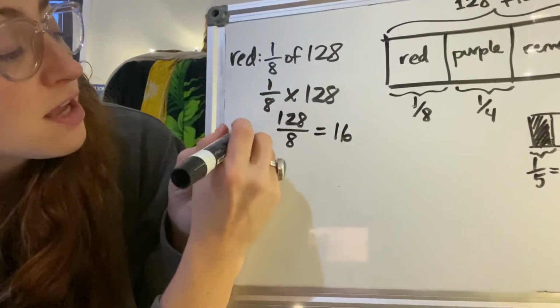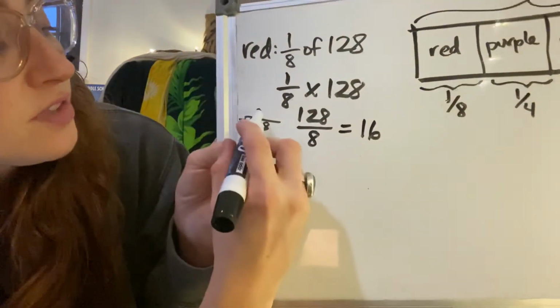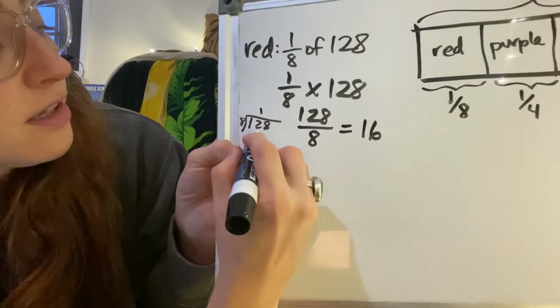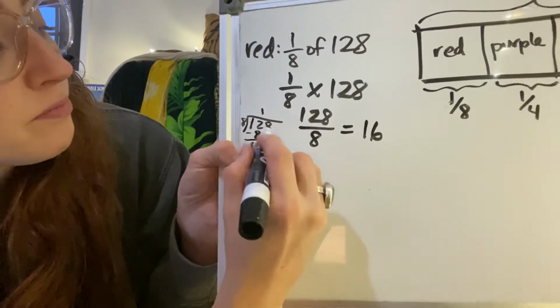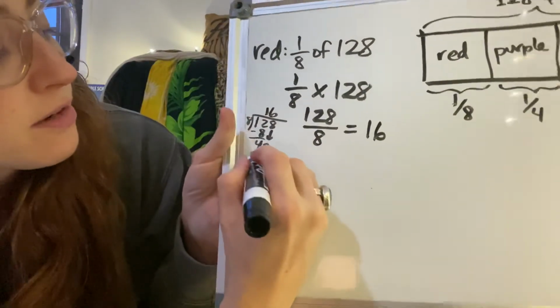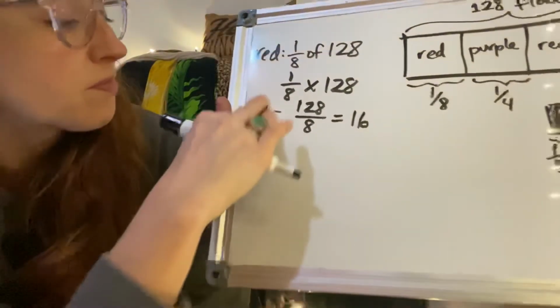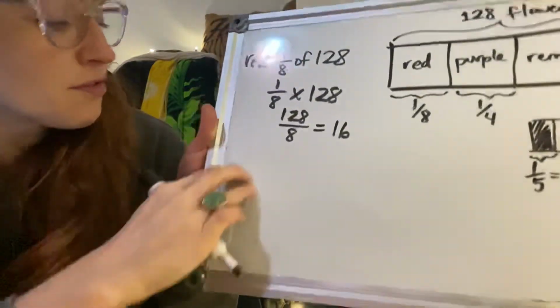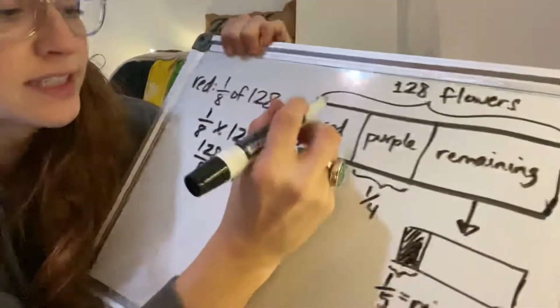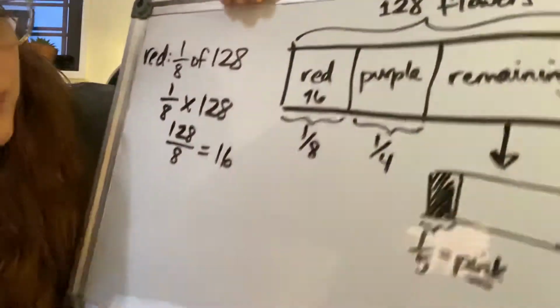If you did it as long division to the side, cool. You would have seen it like this. Just like that. Okay, 48, subtract, is all good. Okay, cool. So, red is actually 16 flowers. Awesome. Now you've got to do the same thing for purple.